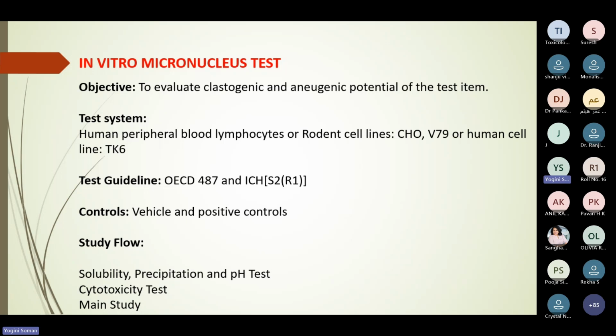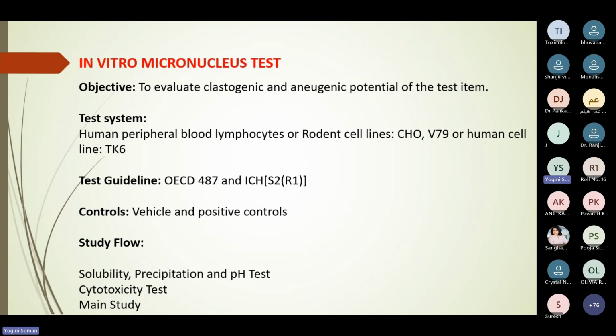So the first part for the preliminary cytotoxicity test is target cell preparation. After target cell preparation, you can prepare a range of concentrations for the study, and you can add target cells in the flask, and the test concentrations along with the corresponding vehicle control in a different flask, and then incubate for 3 to 4 hours without metabolic activation system, and with metabolic activation system, 3 hours.